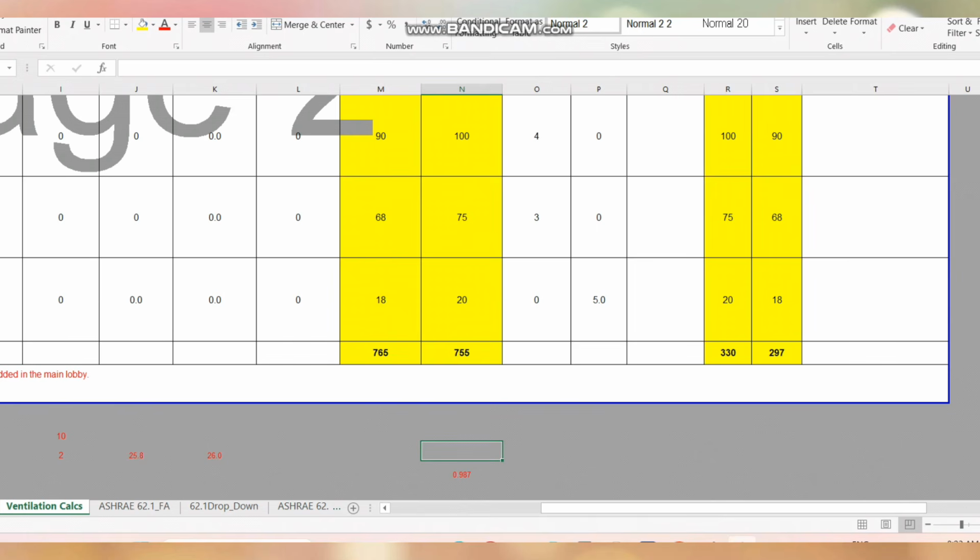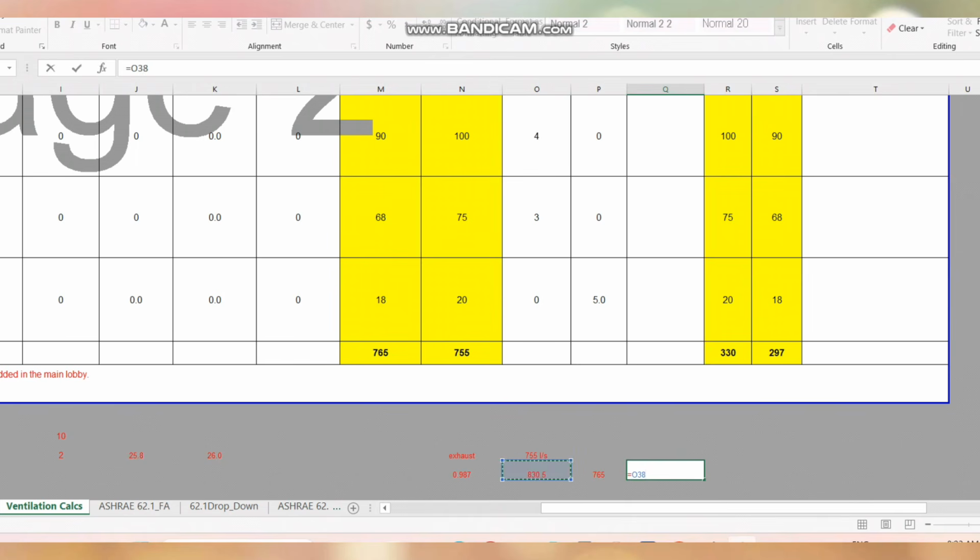For example, let's say the exhaust air is 755 liters per second. So the fresh air should be at least 10% higher. 755 times 1.1 is 830.5. What we have now is 765, so actually I need 830.5.